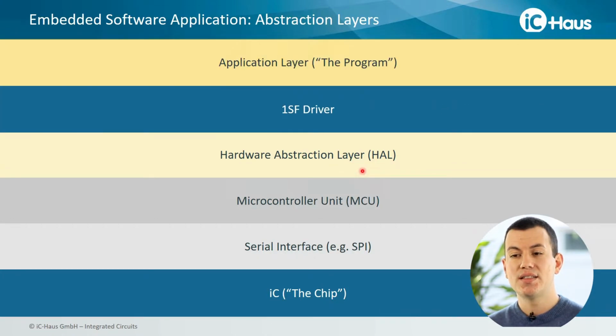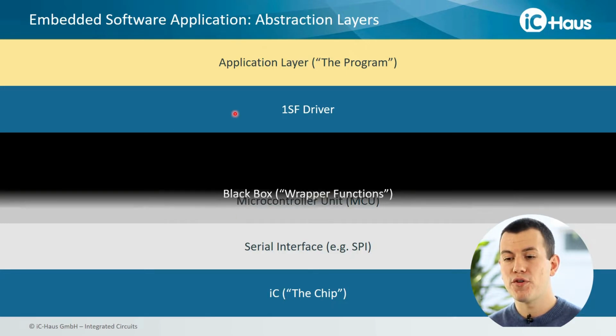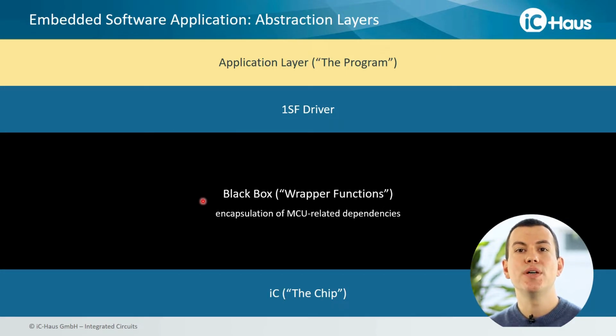Sitting just between the application layer and the HAL, an additional IC driver layer is established that provides the basic infrastructure to communicate and configure our IC from your desired microcontroller. To be able to use this software module on your desired architecture, we are following a black box approach here to encapsulate all the MCU-related dependencies. So all you need to do as a user is define the wrapper functions with the hardware characteristics of your microcontroller, and then you're ready to go.